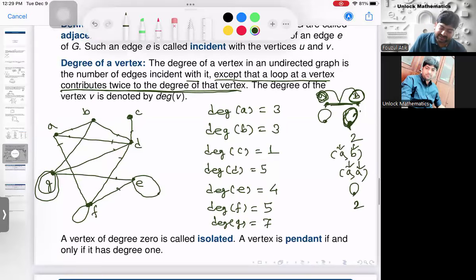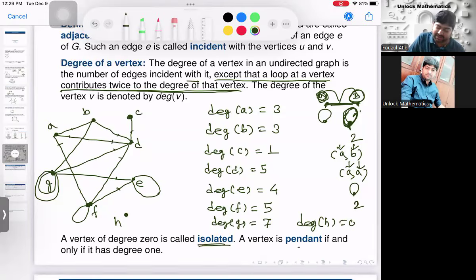Okay. A vertex of degree 0 is called an isolated vertex. So here I do not have one, but I am adding one more vertex, which is H. What is the degree of H? Because no edge is incident on it, the degree of H is equal to 0. It is an isolated vertex, right? Which is isolated from all other vertices. So you call it an isolated vertex.